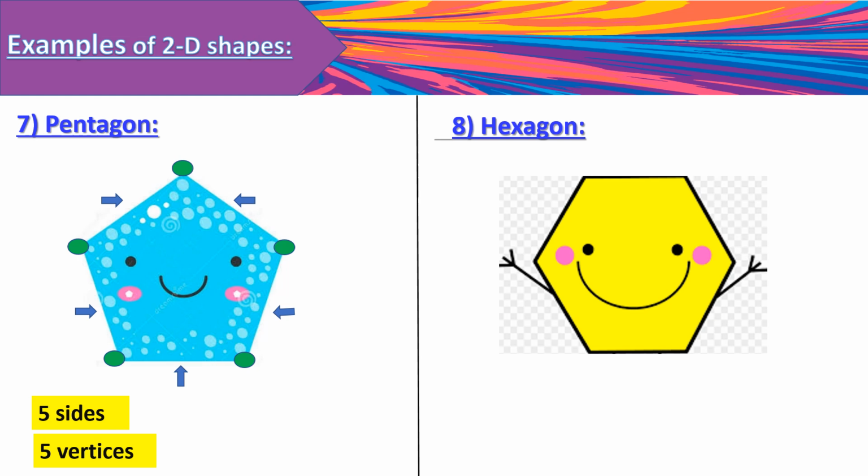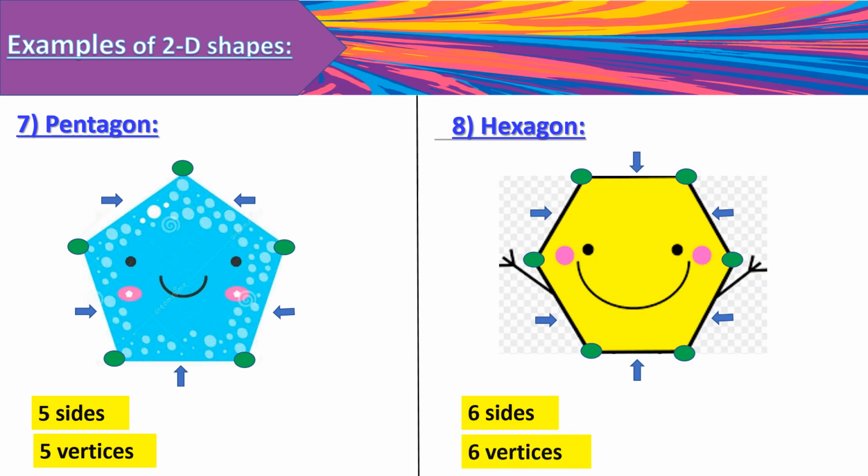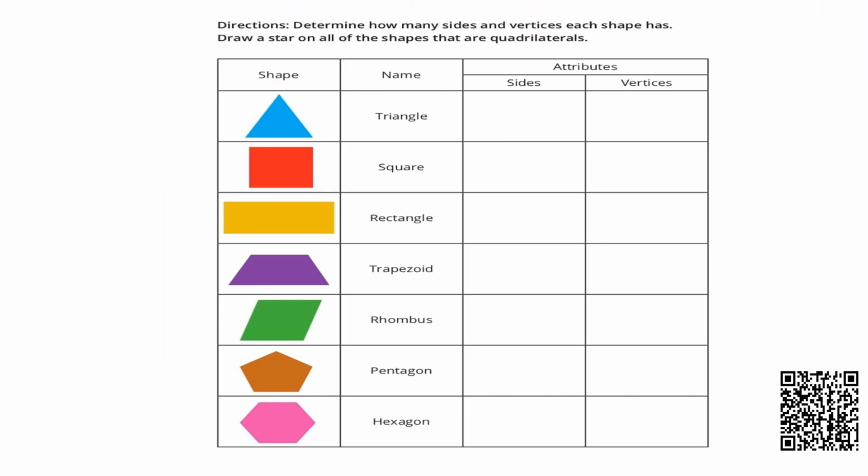Hexagon, hexagon, hexagon. How many sides do you have? 1, 2, 3, 4, 5, and 6 sides. How many vertices do you have? 1, 2, 3, 4, 5, and 6. 6 vertices.